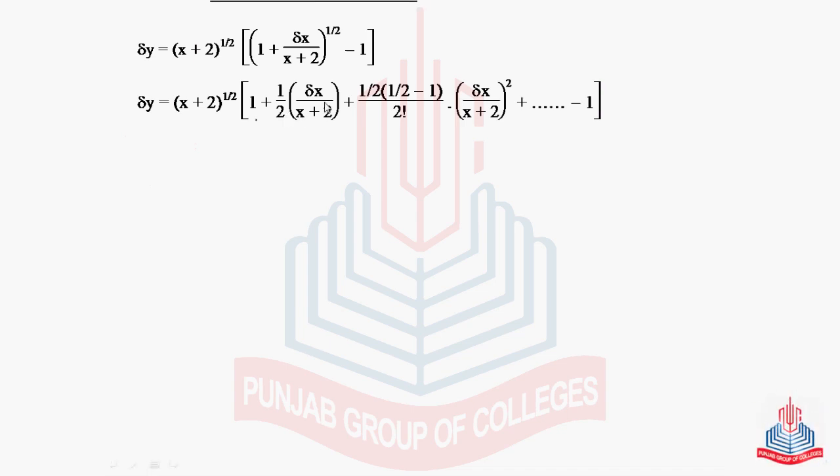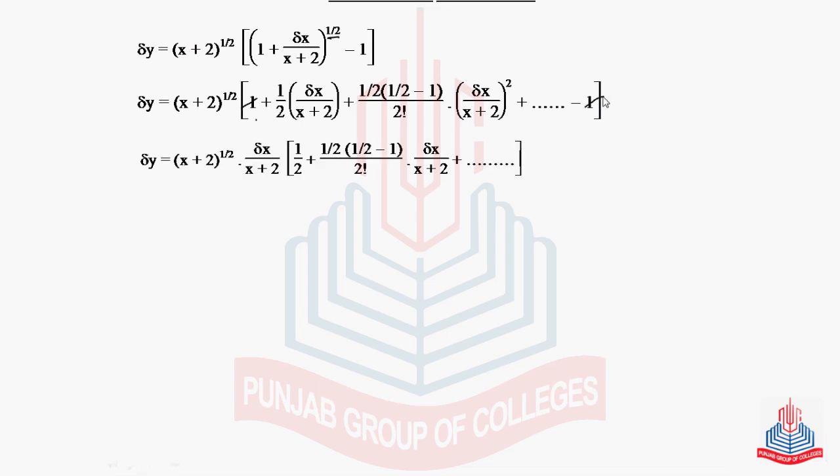n is 1 by 2 and x is delta x over x plus 2, plus n into n minus 1 over 2 factorial times x squared, where x is delta x over x plus 2, and so on. Again, the power is 1 by 2, which is a fraction, so that will become an infinite series, and this minus 1 will remain the same at the end. Now 1 and minus 1 will cancel out.